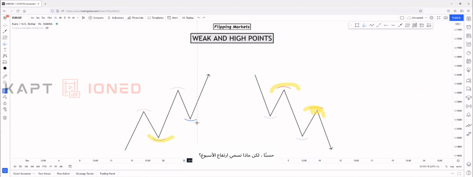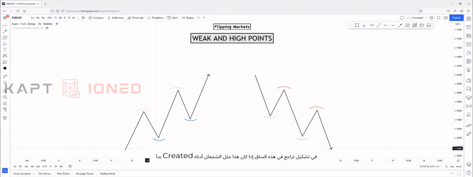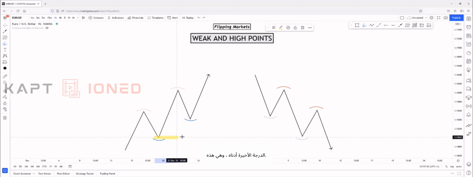Okay, but what do we call a weak high or weak low? In a bullish example, if price fails to break below the last strong low, it will create a weak high. So we have this strong low here because it broke structure to the upside here. After the break of structure and the strong low has been created, price started to form a pullback on this leg. If this leg fails to break below the last strong low, which is this one, so it fails to break below this line, it will create a weak high. And as soon as this weak high breaks, it will create a strong low again, which is this one.